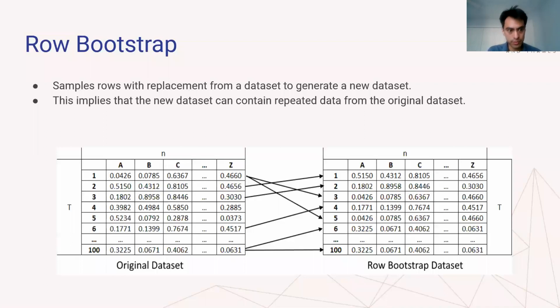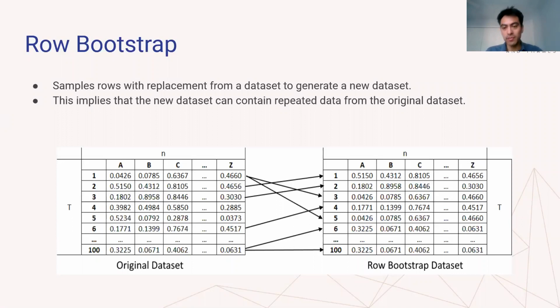Here on the bottom, just to illustrate this, I have my original data set on the left of size T by N. You'll see it has rows 1 through 100 and columns A through Z. To generate the row bootstrap data set here on the right, this one has the same size as the original, T by N, but it doesn't necessarily have to be of the same size. You will see how, by using a random number generator, we sample a random number from 1 to 100 in this case, to get a row from the original data set, and insert it in sequence in the row bootstrap data set until we have the number of rows that we desire.